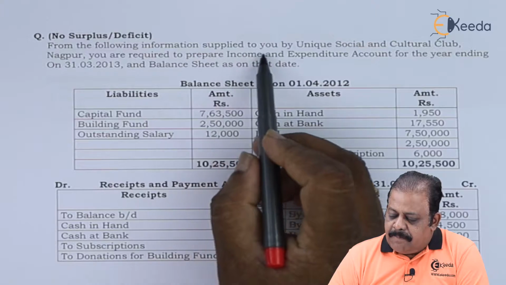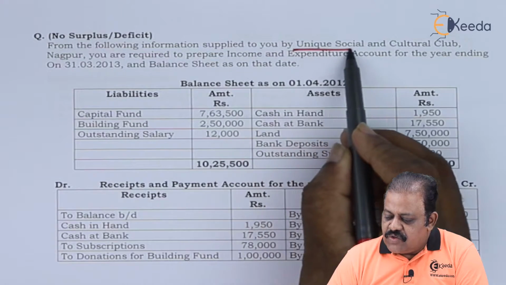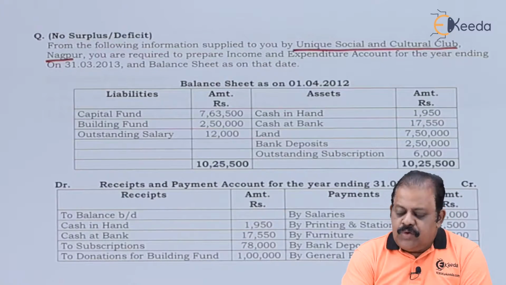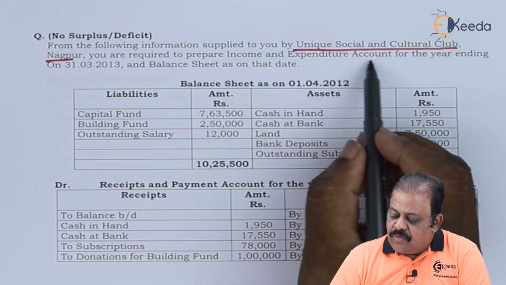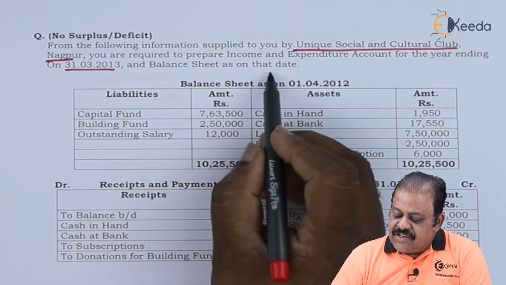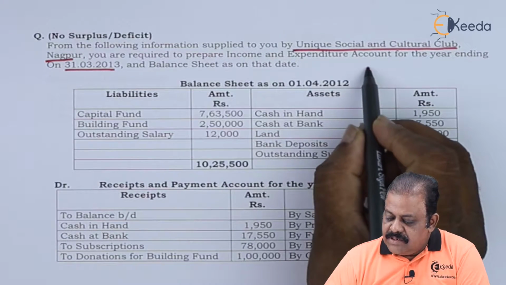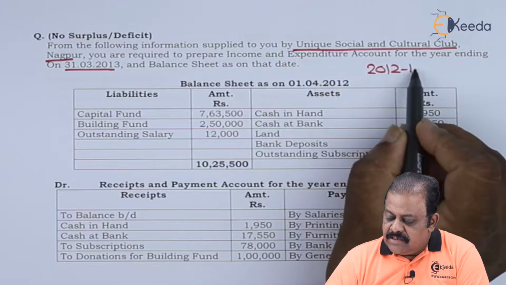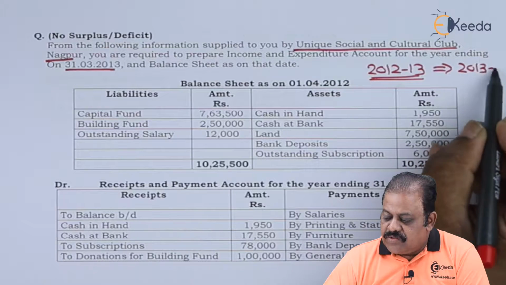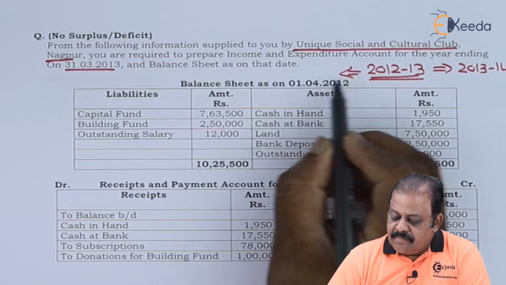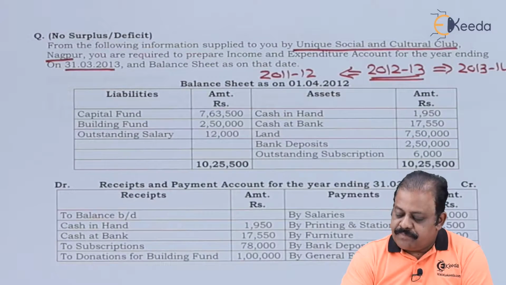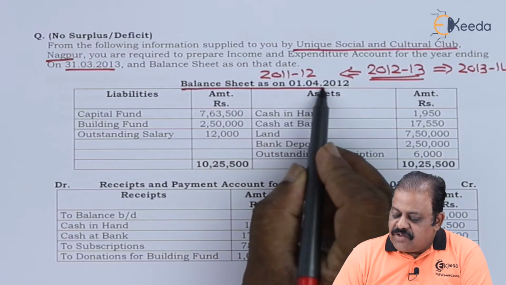From the following information supplied to you by Unique Social and Cultural Club, Nagpur, you are required to prepare an income and expenditure account for the year ending 31st March 2013 and a balance sheet as on that date. Here 2012-13 is the current year. That means next year is 2013-14 and previous year is 2011-12.